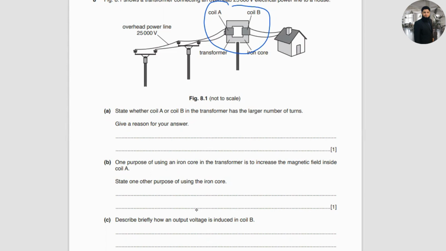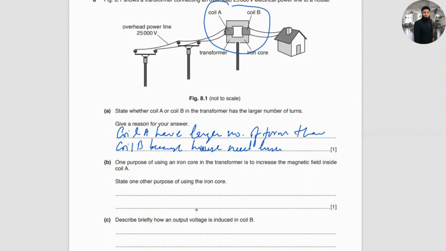So what is the answer? Coil A has a larger number of turns than coil B because the house needs lesser voltage than 25,000 volts, right?